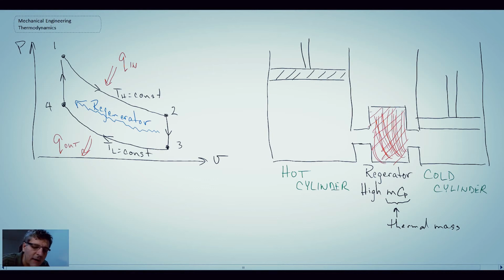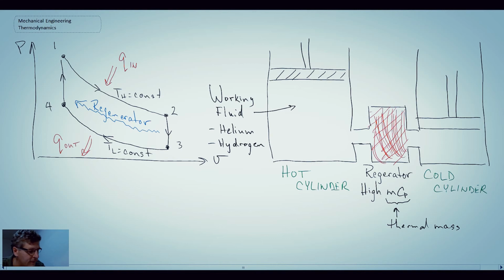Now, the working fluid that you'll be dealing with, you can have many different working fluids, but common ones that are used for Stirlings are helium and hydrogen. You can also use air, although helium and hydrogen will yield the highest thermal efficiencies or practical operation.